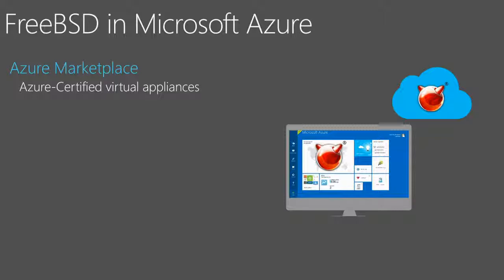One way is to go into the marketplace and to bring in a virtual appliance. And I'm happy to announce that as of this week, Citrix will make their NetScaler VPX available in the Azure marketplace. So you should see that going live in the next few days. It's the first FreeBSD-based virtual appliance that's available in the marketplace.